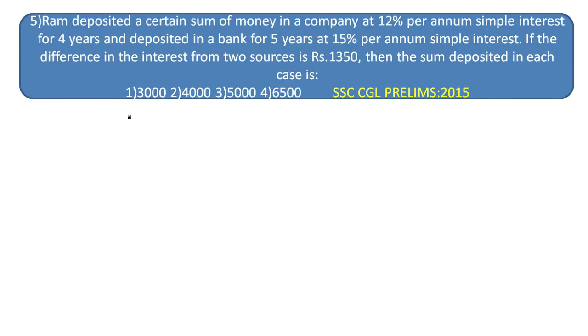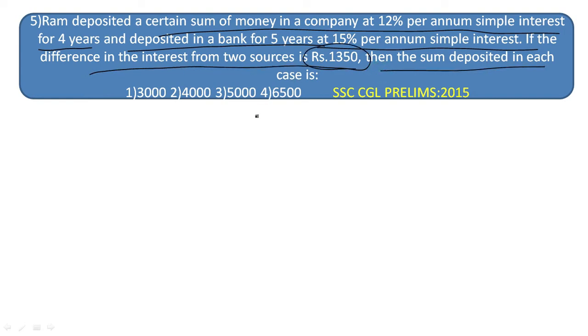Next question. Ram deposited a certain sum of money in a company at 12% per annum simple interest for 4 years and deposited in a bank for 5 years at 15% per annum simple interest. If the difference in the interest from two sources is 1350, then the sum deposited in each case is? So Ram got an idea. On 12% he invested in a company and at 15% per annum he invested in a bank.